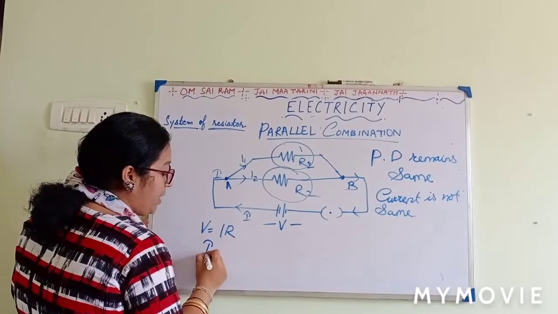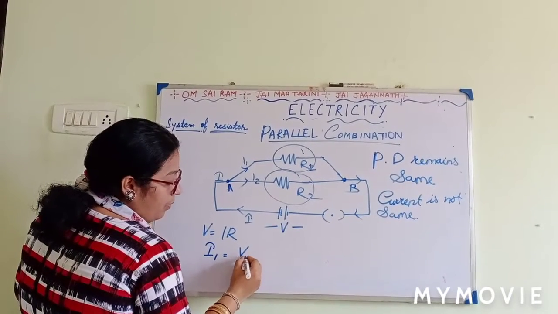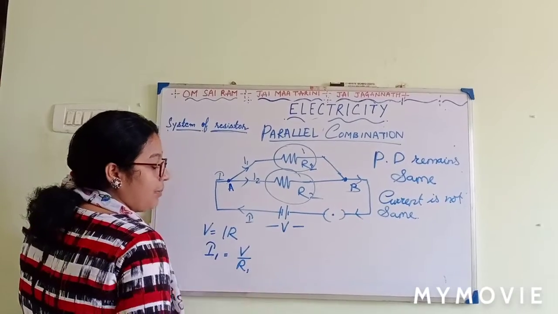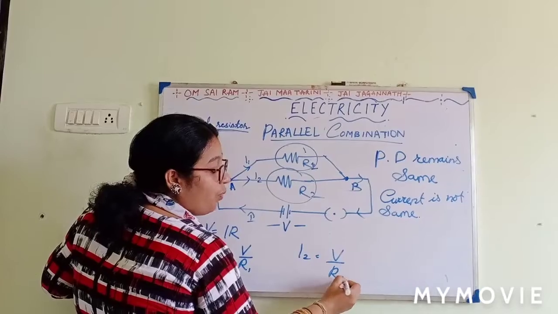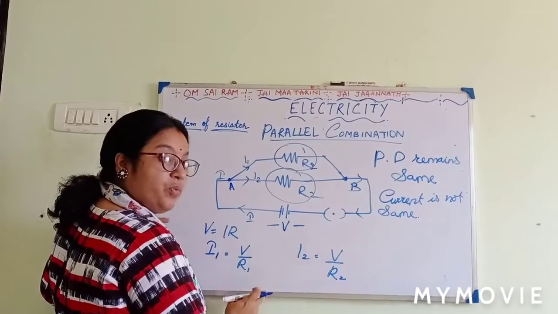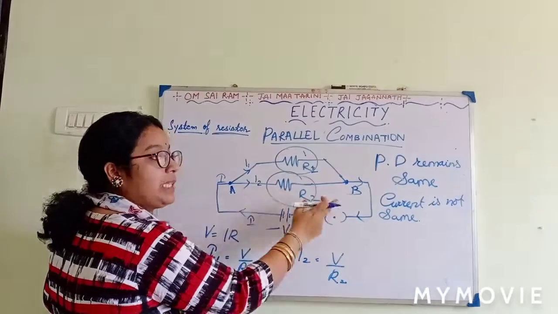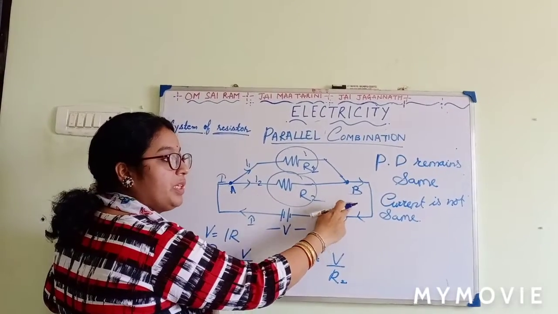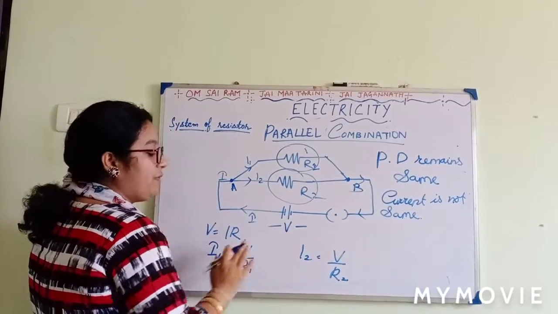So from this, if I want to calculate I1, I1 is equal to V by R1. Similarly, I2 is equal to V by R2. Why not V1 and V2? Because V is the same in both cases, because they lie between the same two points. If they are lying between the same two points, the potential difference will be the same for any path followed. So the potential difference is the same.